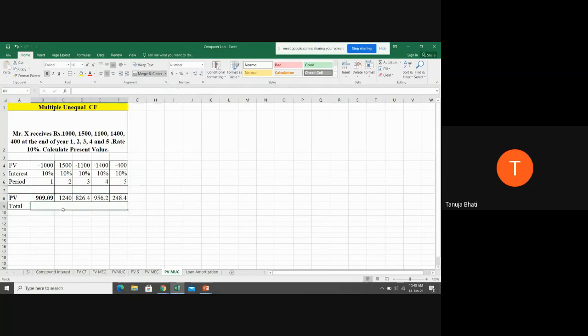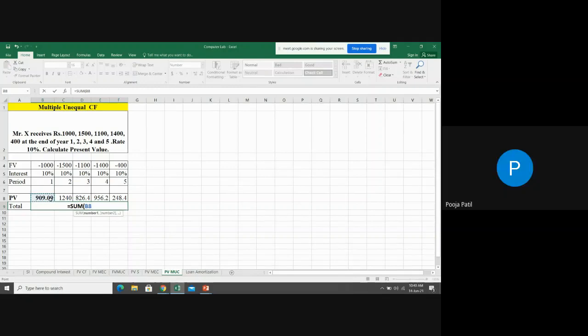Now if I want to take the total, how do I need to take the total, students? Equal to sum, then open bracket, then select the B4 to the number of cells.